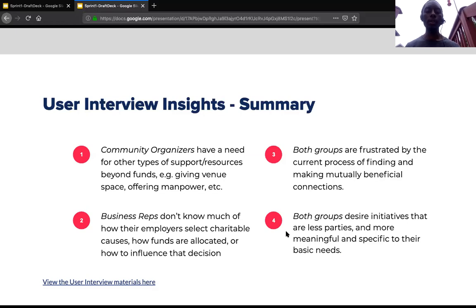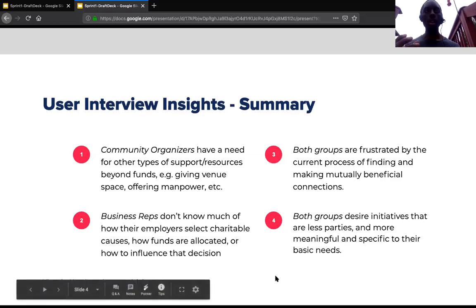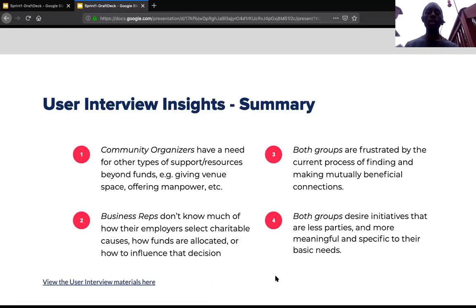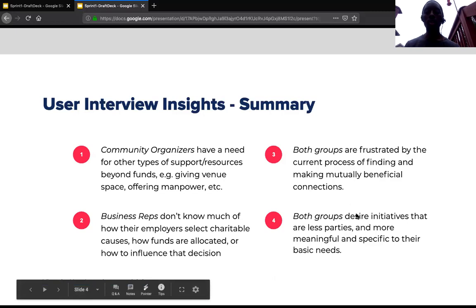Our business representatives, we learned that a lot of them don't really know how the decision is made or why it's made to support certain causes. And so we want to make it easier for them to influence that decision. And both groups were fairly frustrated about the current process of actually making connections. So if they wanted to connect with a community organizer or an initiative, or if the community organizer wanted to connect with business allies, it's a very difficult situation. So that's something that we want to address as well.